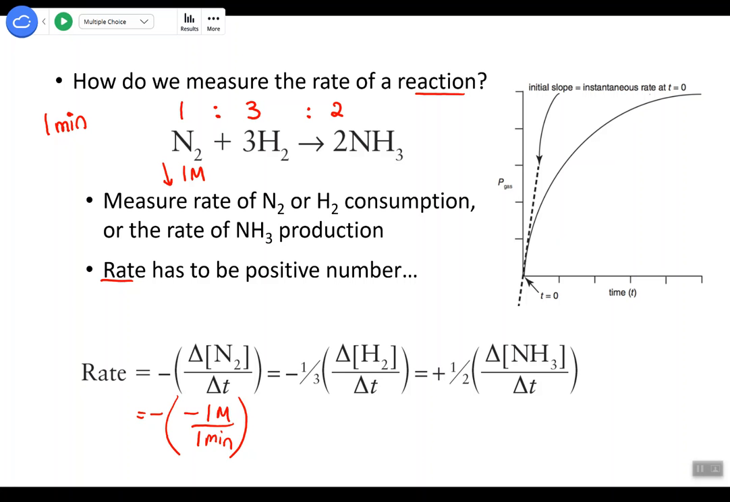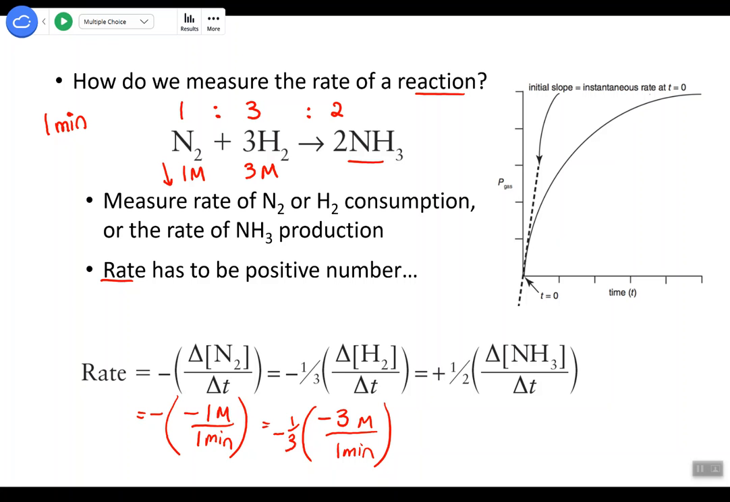But then I want to tell you about the rate of the reaction in terms of hydrogen. Well, if in that 1 minute, 1 mole of nitrogen is used up, that means 3 moles per liter of hydrogen would be used up. So I've lost 3 moles per liter of hydrogen in that 1 minute. And I add a negative sign because the rate needs to be a positive value. And if I wanted to correlate that to the amount of nitrogen, then I would need to divide it by 3 to tell you the overall rate, because it's a 1 to 3 molar ratio.